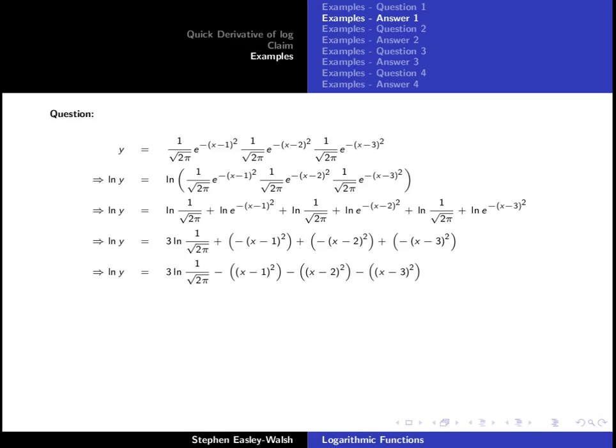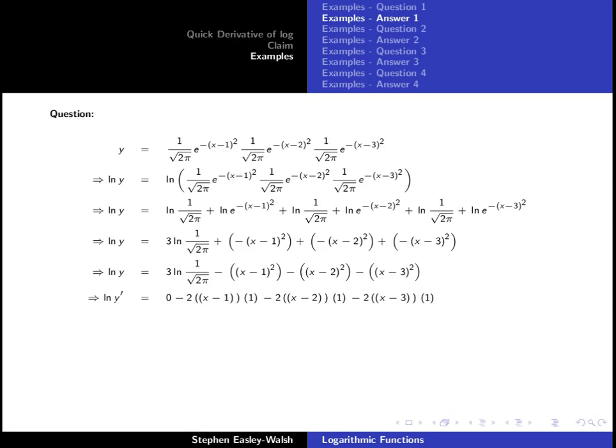Now we will differentiate each term. The derivative of 3 log 1 over root 2 pi is 0 because this is a constant. For the next 3 terms we will need the chain rule. The derivative of (x minus 1) squared is 2 times (x minus 1) times 1. Bring down the power, reduce the power by 1 and multiply by the inside derivative. This is done again for the last 2 terms. It will be almost identical.